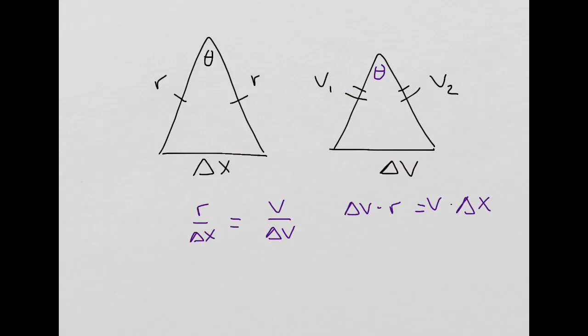Alright, I also know at this point that delta x is equal to v times t, if we're talking about average velocity, or velocity isn't changing, like the magnitude of velocity isn't changing, so we can use this equation. I'm going to plug that in. Delta v times r is equal to v times vt.